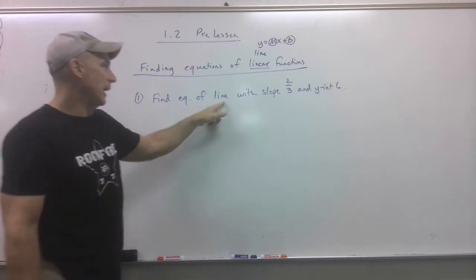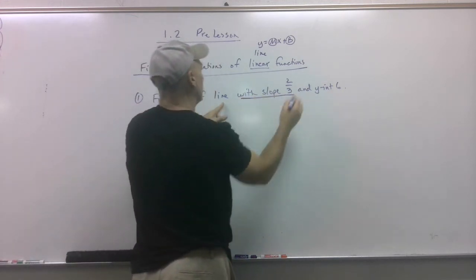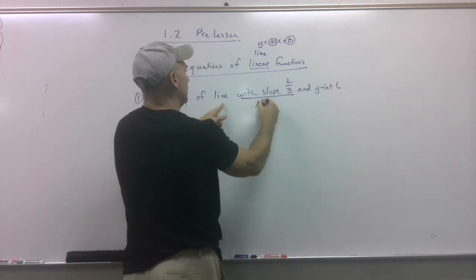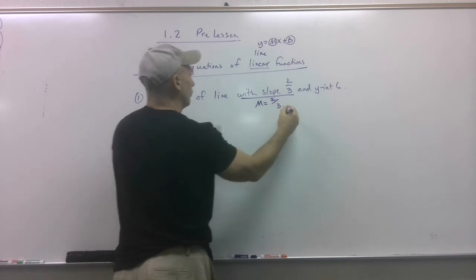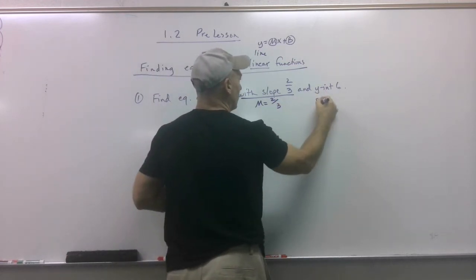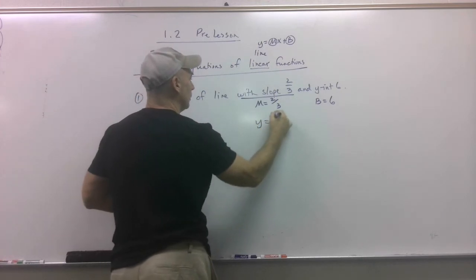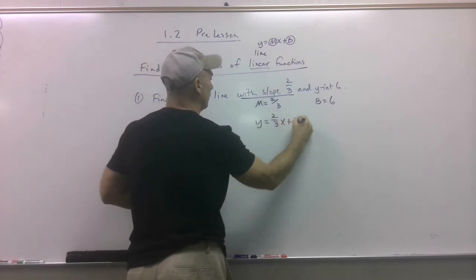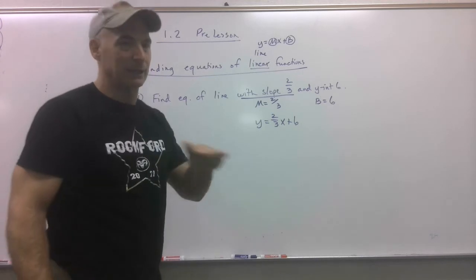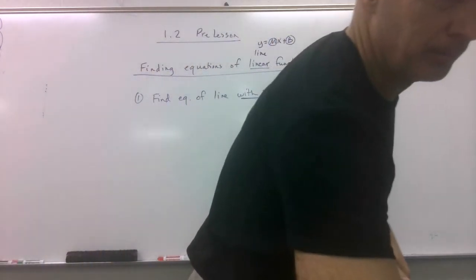Find an equation of a line with, look at this, slope 2/3. That's saying m is 2/3. Y-intercept is 6. That's saying b is 6. Just put it where it belongs. So y equals mx plus b. Cannot get any easier than that.